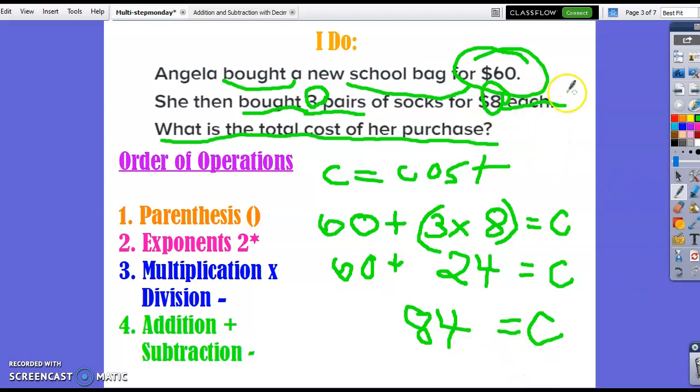So that is the very first one that I wanted you guys to see. Again, you didn't have to write it down. But here we go. Here's a couple of ones that I want you to try to do on your own.